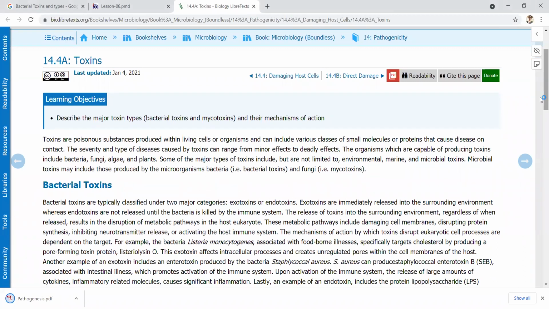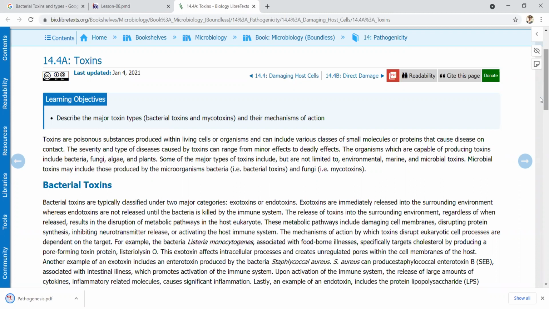Okay, so we are going to study about toxins today. Now, toxins we know are poisonous substances, and these toxins may be released or produced by living organisms. Living organisms like bacteria or fungi are capable of releasing certain toxins, and these toxins, when released, can cause various types of diseases.